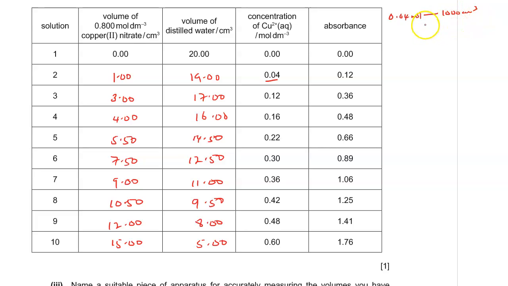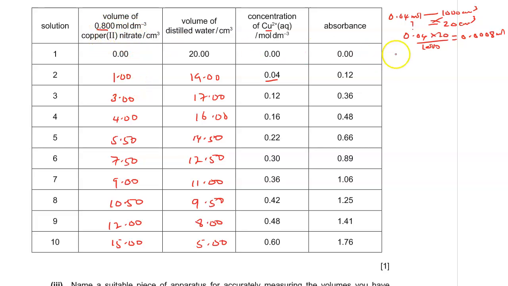We want to find what will be the number of moles of copper 2 ions in 20 centimeters cubed. Of course, you can cross multiply. You say 0.04 times 20 over 1000. This will give you 0.0008 moles. And we are given here that we want to find what volume of copper nitrate we need.